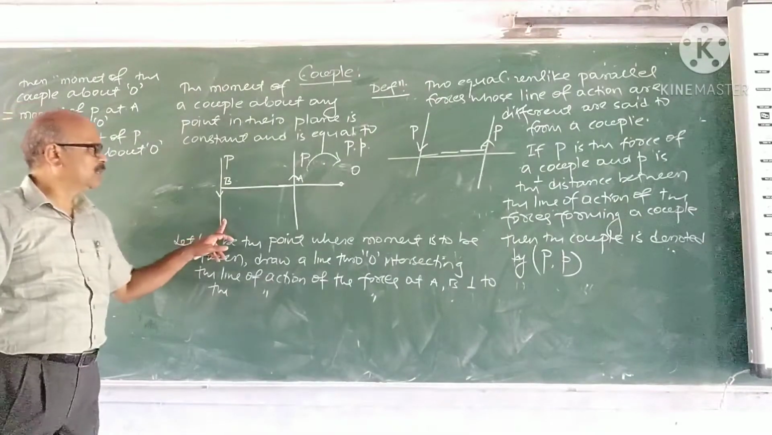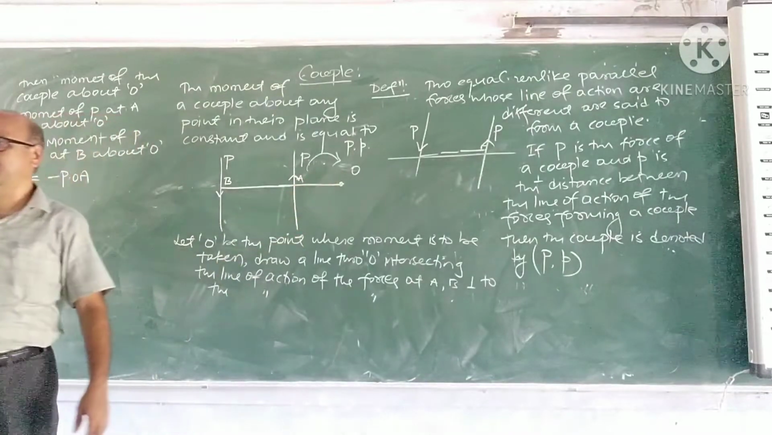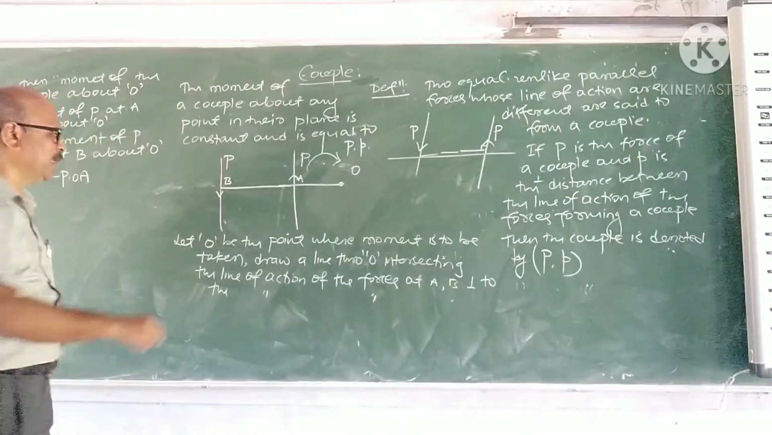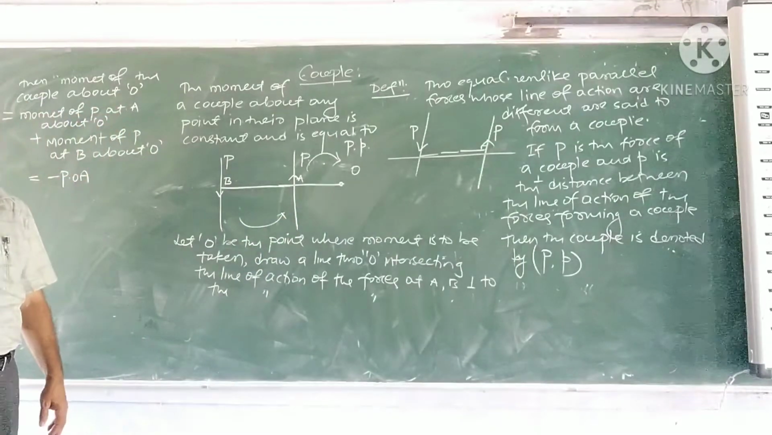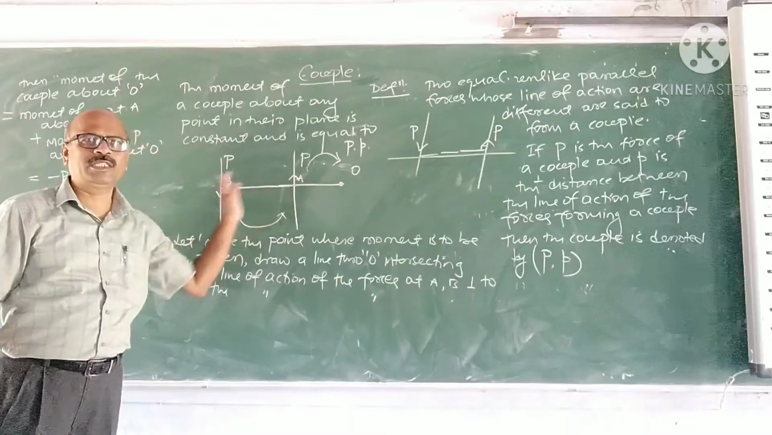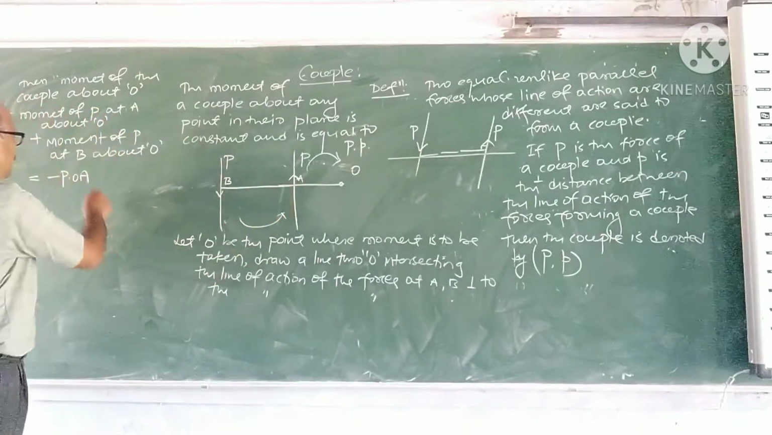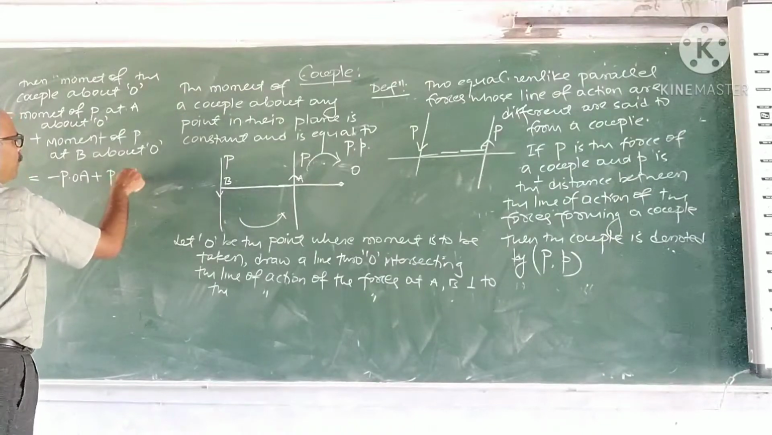And what is the moment of this other force P about O? Is it positive or negative? It will be positive because it is anti-clockwise. What is moment? Force into perpendicular distance. Now it is positive, plus P into OB.